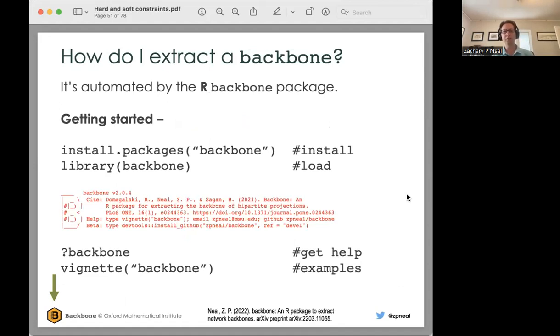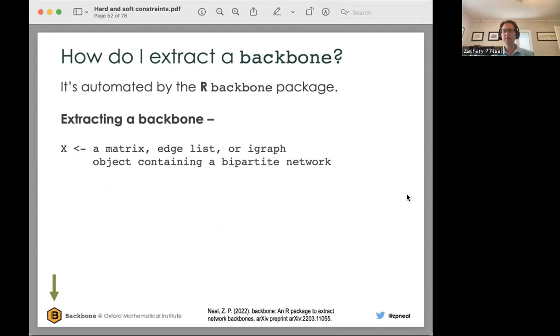We can install it from CRAN, load it up. We get some citations, some help tools. It's got a vignette that walks us through. And the syntax is actually quite straightforward for extracting a backbone using the package. So we start with some sort of data object, in this case, X. So X could be an incidence matrix, it could be an edge list, could be an iGraph object, something containing our bipartite network.